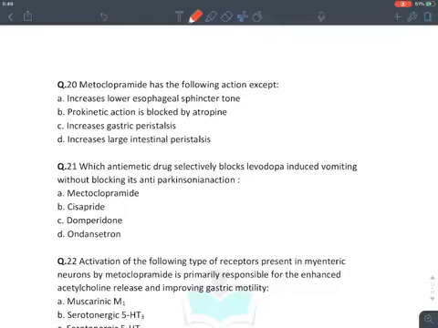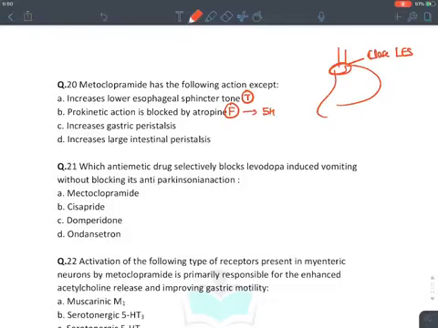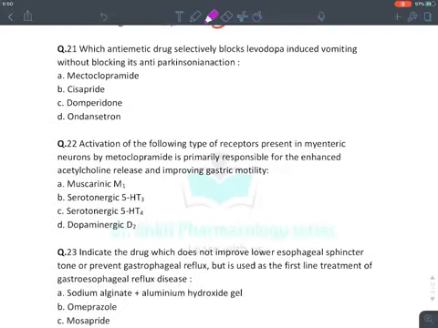Metoclopramide has the following actions except: it increases lower esophageal tone, absolutely true. That is because, due to the release of acetylcholine, it closes the lower esophageal sphincter. Prokinetic action is blocked by atropine: false. Remember, prokinetic action is mainly due to 5-HT4 agonist property. It increases gastric peristalsis, true. So the answer here is this one.